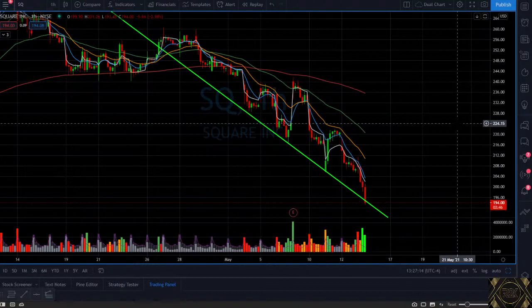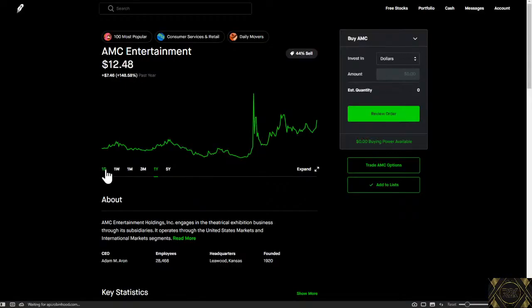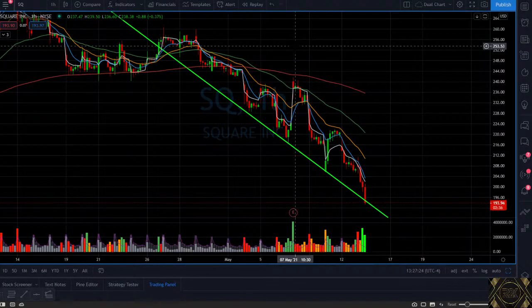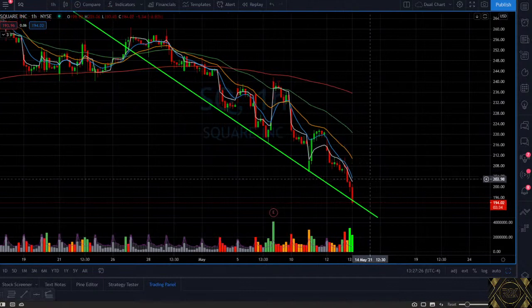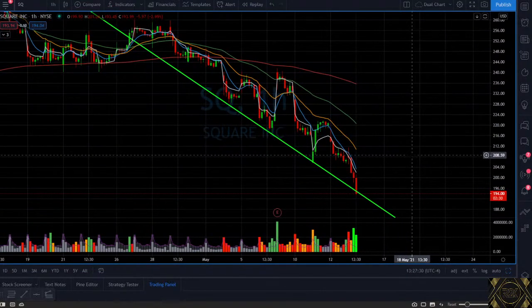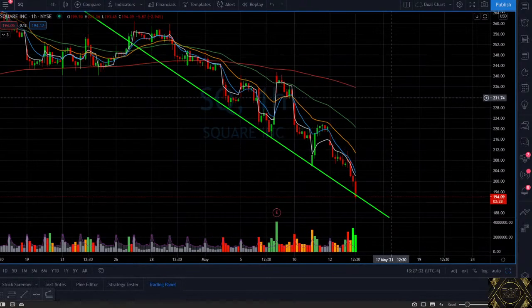And there's nothing saying that SPY won't bounce from this level. I'm still looking at AMC here. This is pretty cool. It's still pumping. But essentially for Square, whatever you're playing, whether it's calls or puts, make sure you wait for a clear break of trend, as with any stock.